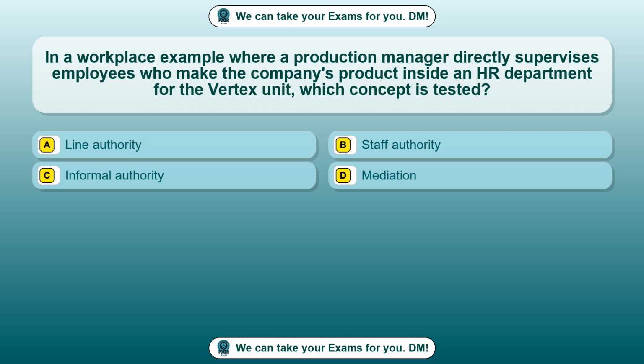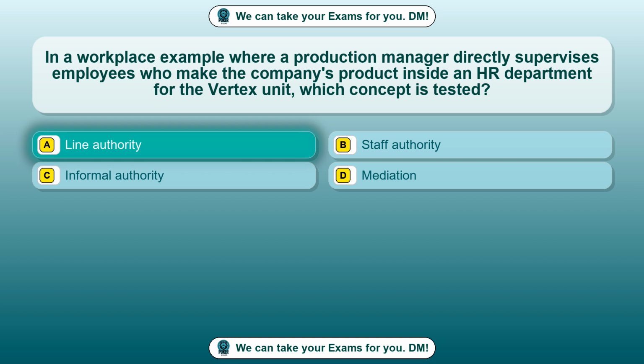Question 35. In a workplace example where a production manager directly supervises employees who make the company's product inside an HR department for the Vertex unit, which concept is tested? Option A, line authority. Option B, staff authority. Option C, informal authority. Option D, mediation. The correct answer is option A, line authority.